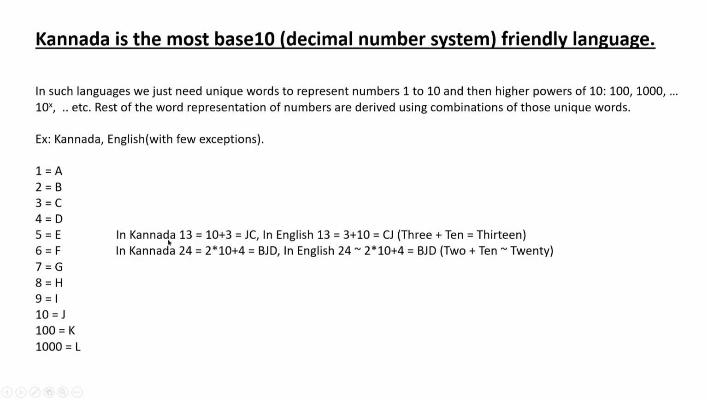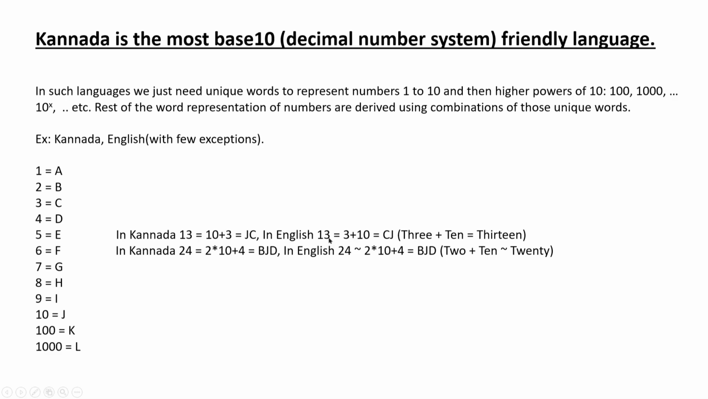So in Kannada, 13 is written as 10 plus 3. For 10 we have the symbol J, and for 3 we have the symbol C. So we combine them and use 3 as a suffix to 10 and say JC. So JC stands for 13. If J was the word for 10 in Kannada and C was the word for 3, we will write it like this, JC.